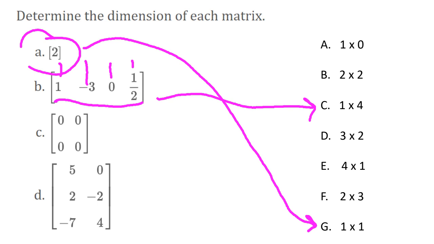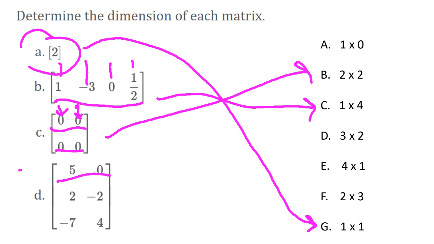And then the third one actually has a name. If it's zeros everywhere, we call it a zero matrix. And so here we have 1, 2 rows, and then we have 1, 2 columns. So this is a 2 by 2. So that's going to be letter B. And then the last one, we have 1, 2, 3 rows and 1, 2 columns. So that's going to be letter D.